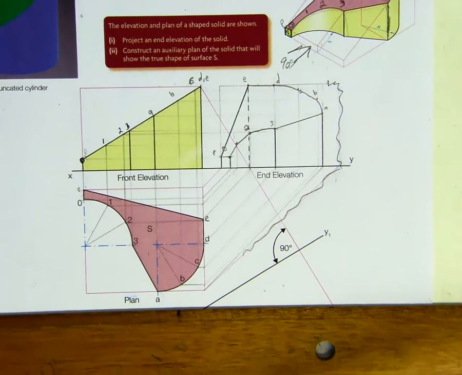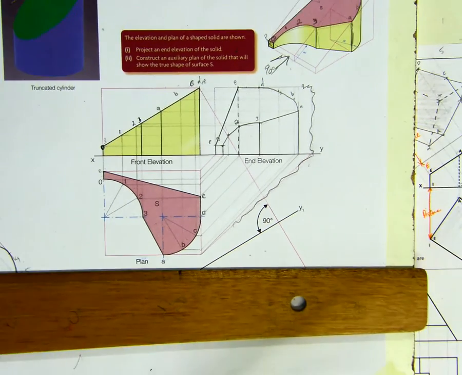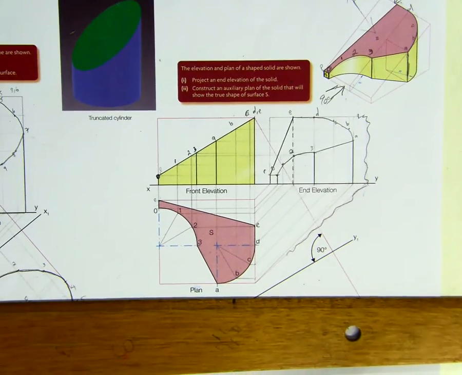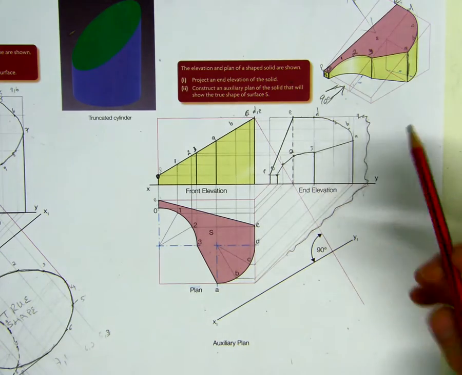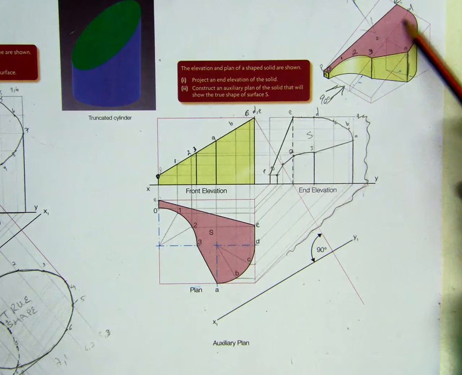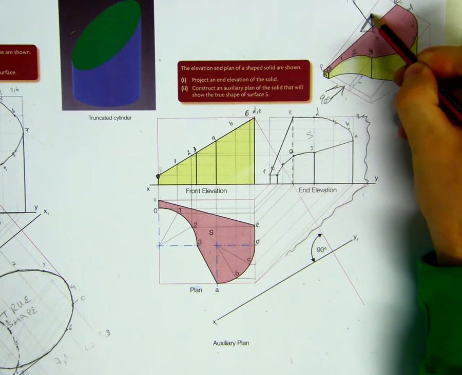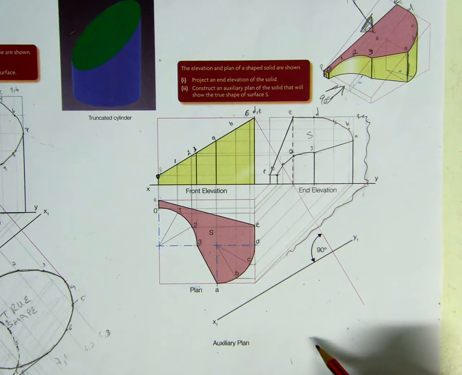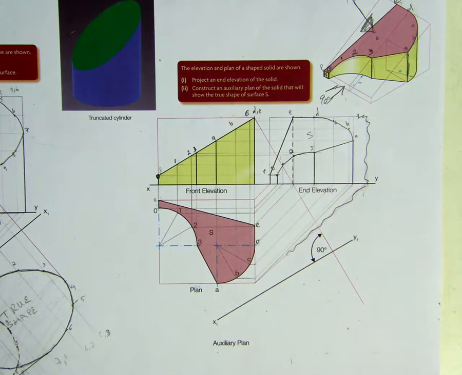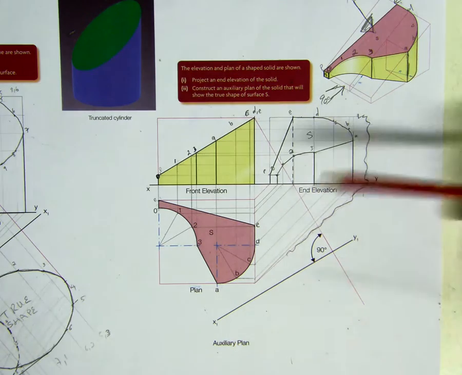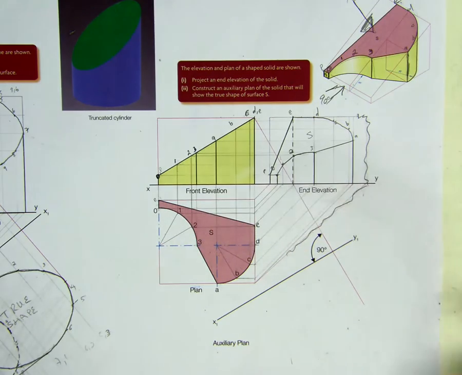Okay, so we're going to move on then to part II, construct the auxiliary plan into solid that will show the true shape of the surface. Okay, so we have our x1, y1 line here. We know that surface S is here, so that's surface S. We need to look at 90 degrees to surface S to get the auxiliary plan. So what we're going to do is take each point and we just have to project it out here into our auxiliary plan, project it from elevation and take our distances from plan.